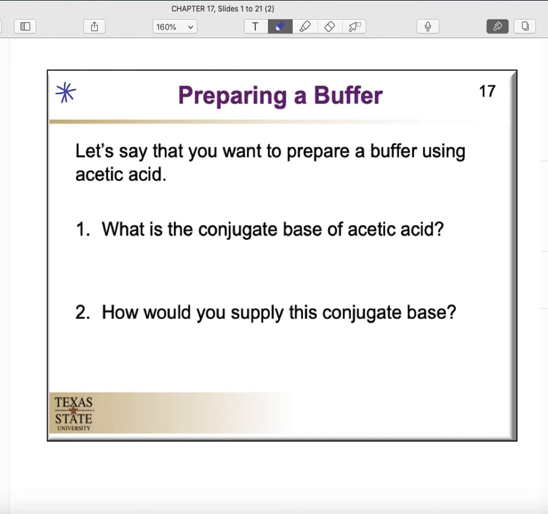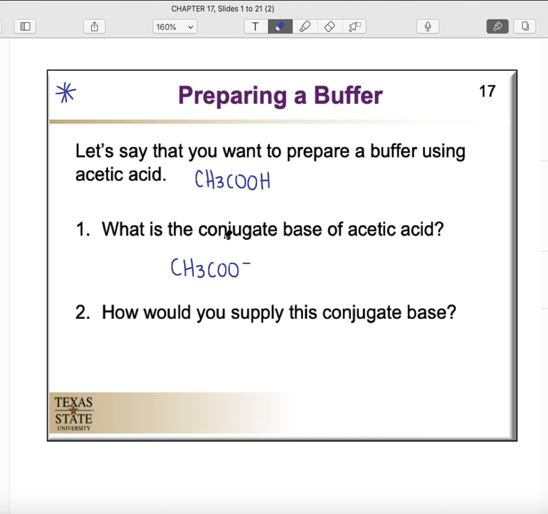All right, so let's say that we want to prepare a buffer using acetic acid. What is the conjugate base of acetic acid? So, all right, we know that acetic acid is CH3COOH. So if we need a buffer, we need a conjugate base of that acid, and that would be CH3COO-. Basically, we have lost, or we have donated, the acidic proton.